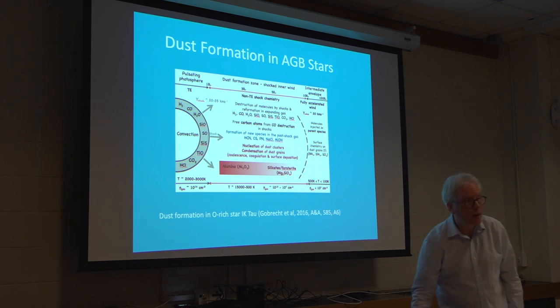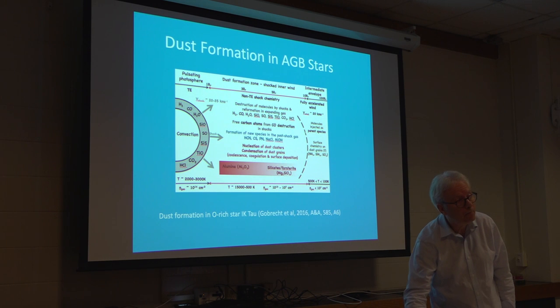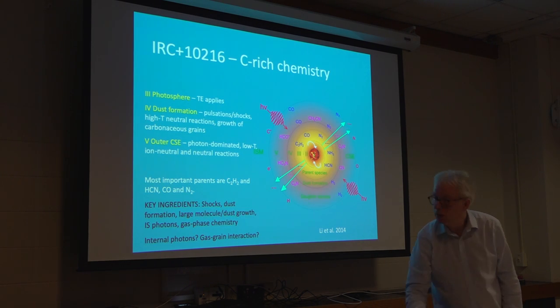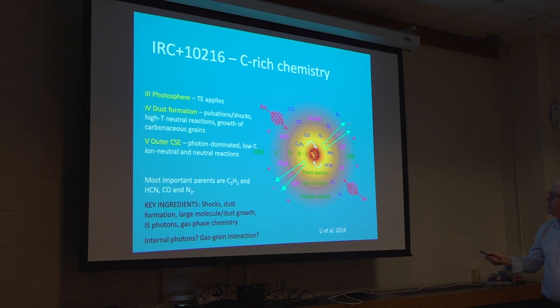So these regions are very generic or special to IRC+10216? So these regions are very generic, but this is just the picture with the molecules present in IRC+10216. You can do this picture also for an oxygen-rich star. It would just be different molecules, but the same processes.